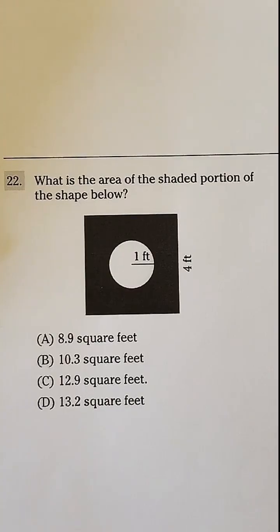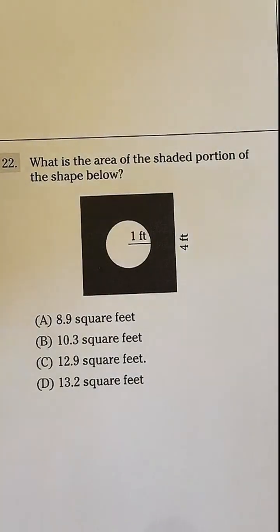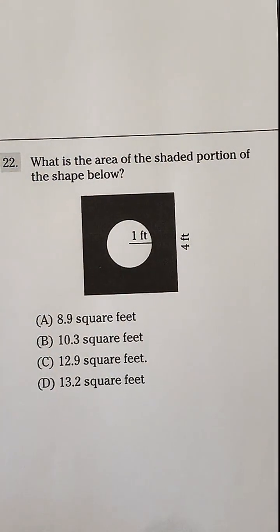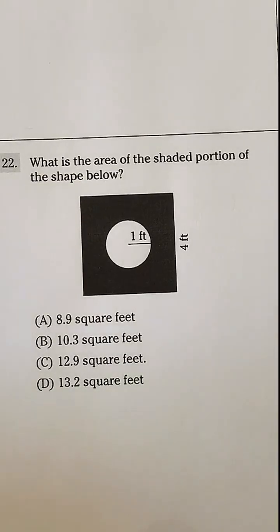All right, so for 22, what is the area of the shaded portion of the shape below? Is it A, 8 and 9 tenths square feet? Is it B, 10 and 3/10 square feet? Is it C, 12 and 9/10 square feet? Or is it D, 13 and 2/10 square feet?